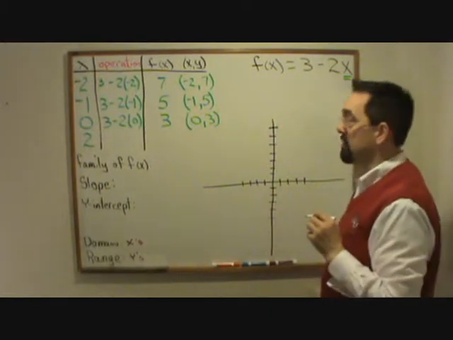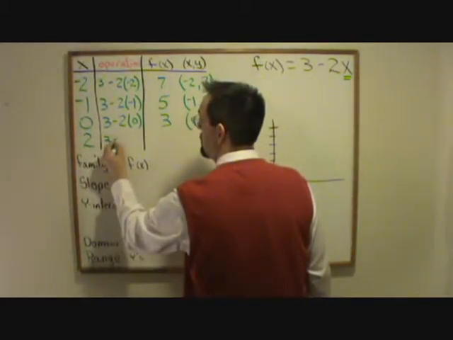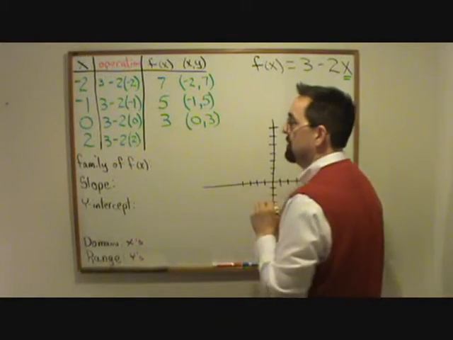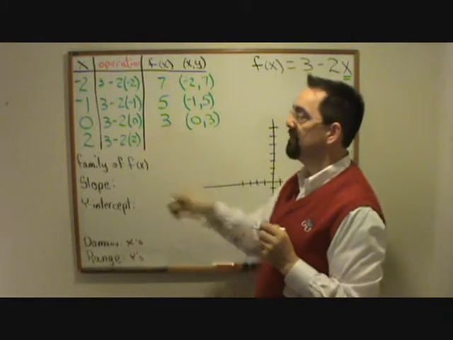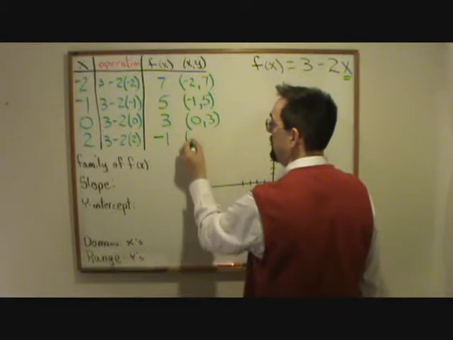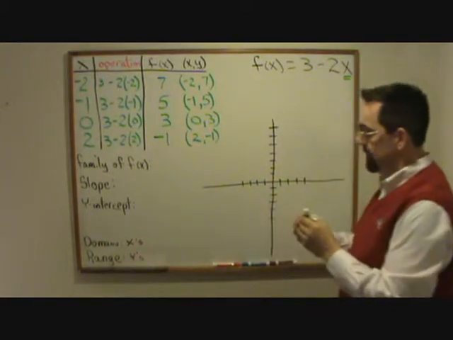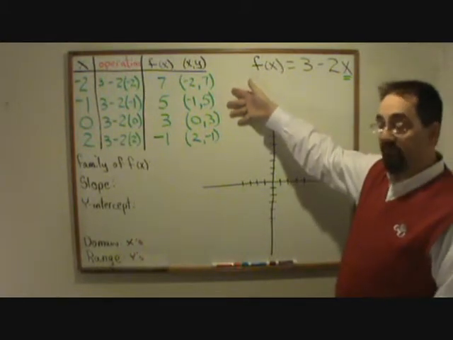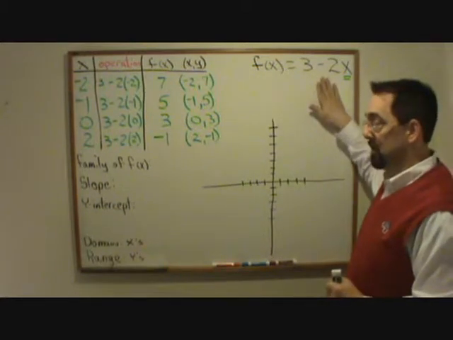And our fourth arbitrary value will be 2. Let's plug that in. 3 minus 2 times 2 would be 3 minus 4, which gives us a minus 1. So our fourth point will be 2, comma, minus 1. So we've actually done the calculations and found our 4 coordinate points given this function.